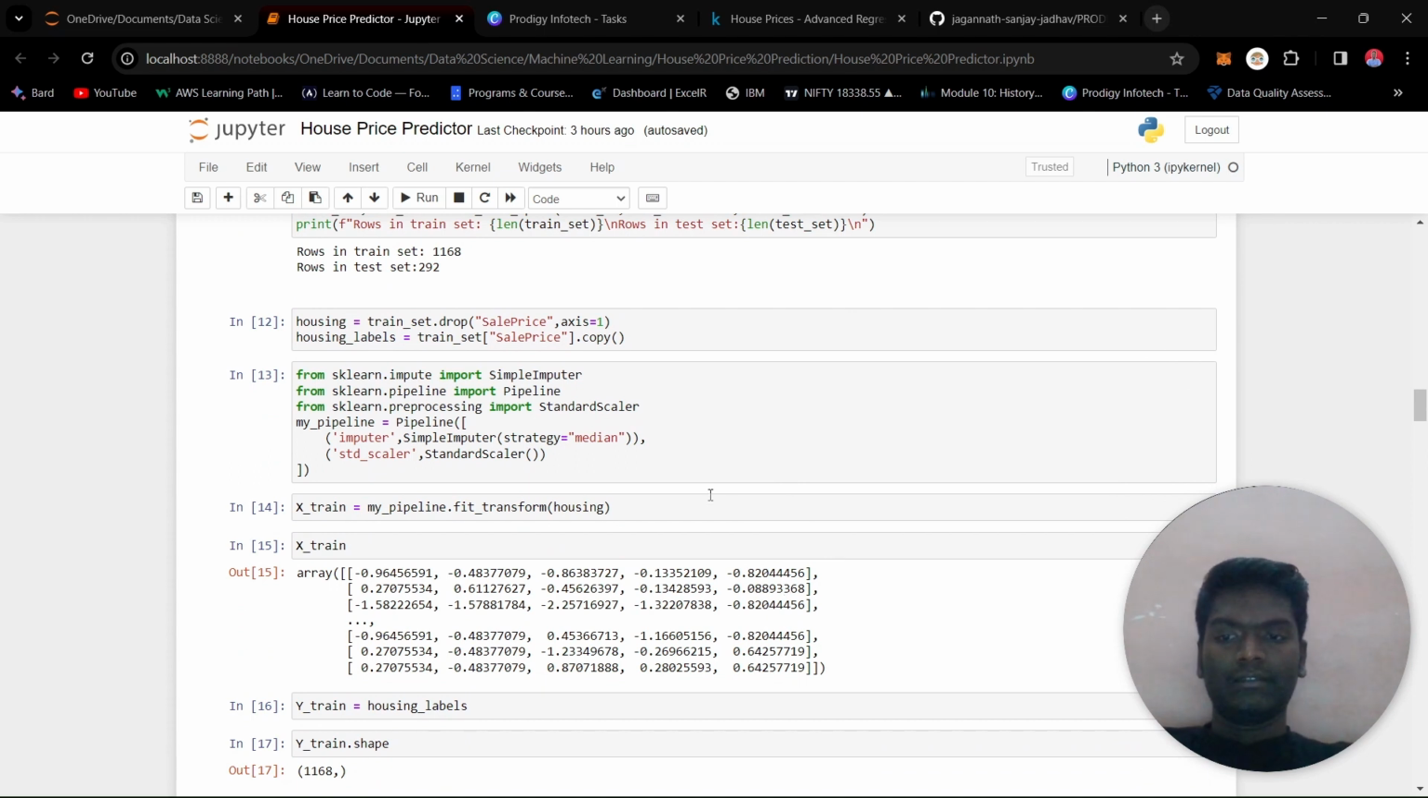So basically, as soon as I feed my housing data, that is, all the features, they are fed into the pipeline.